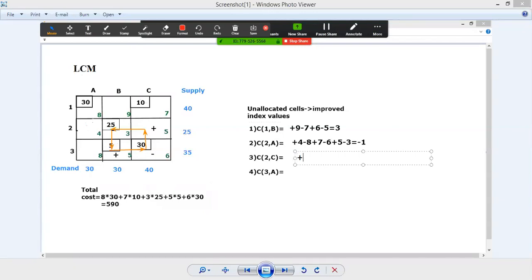Now the net cost will be plus 5 minus 3 plus 5 minus 6, okay, which will be equal to 1.